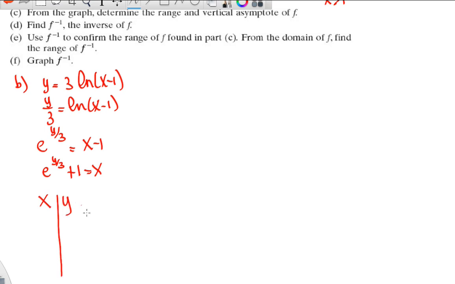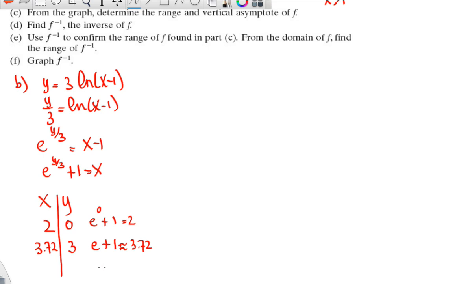So bear with me. Let's say that I'm going to pick a y value of 0. If I use 0, I get e to the power of 0 plus 1. Well, that's 1, and 1 plus 1 is 2. So when x is 2, my y value will be 0. If I use a y value of 3, I will get e to the power of 3 over 3, which is 1, so e plus 1. Well, e was 2.72, right? So that is 3.72. So at 3.72, my y value will be 3-ish.